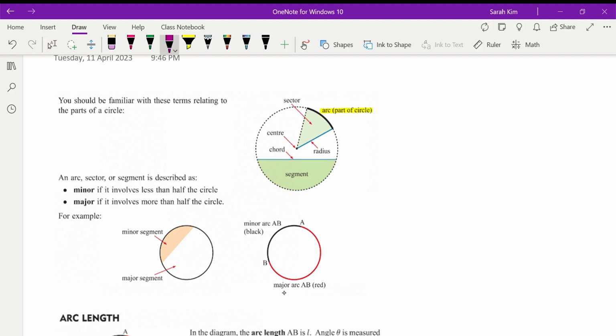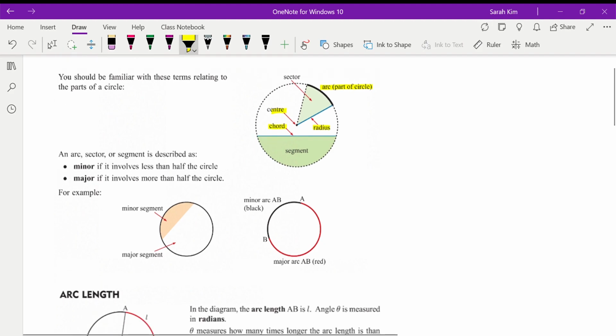Other words such as center, chord, radius are some things you should already know, and segment. Something to note: whether we're talking about arc, sector, or segment, minor just means that it involves less than half of the circle. Major just means that it involves more than half a circle.